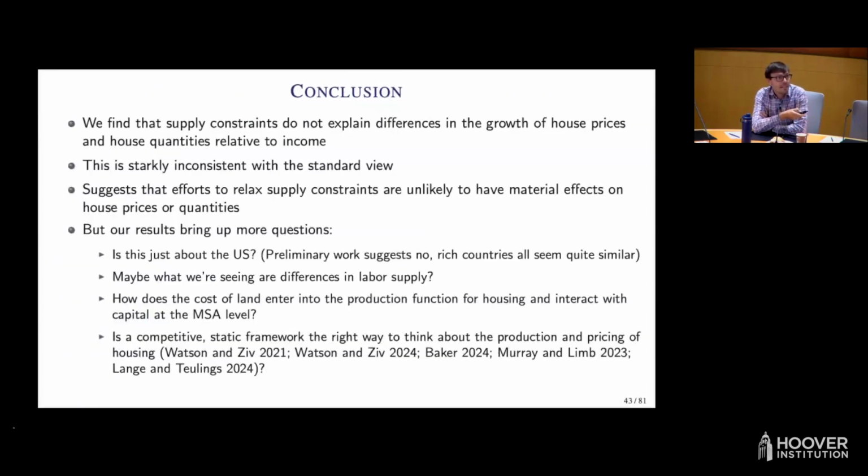So with that, I'm going to wrap up. We don't find that these supply constraints, as they are measured, when we're just taking those from the literature, explain differences in house price growth and housing quantity growth across cities relative to income growth. And that's very much inconsistent with the standard view that the main driver of this housing affordability crisis is rising demand in very inelastic cities. What it suggests is that relaxing these supply constraints, as we measure them using these measures, is likely to have more modest effects, or any effect, on house prices and quantities.